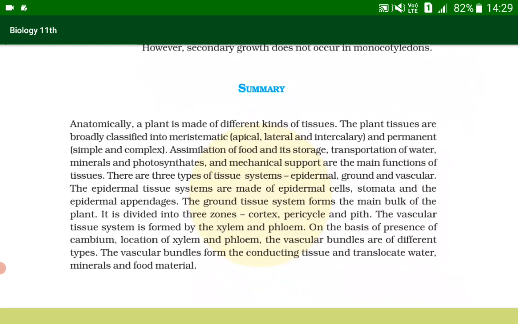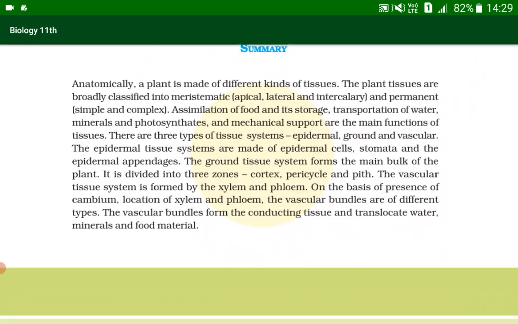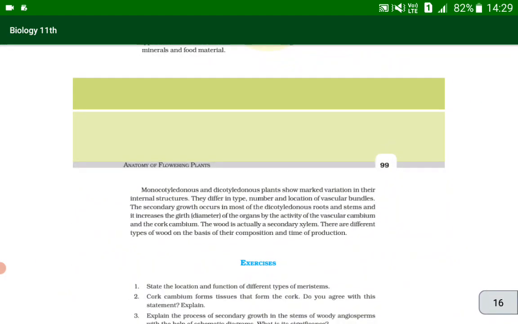The epidermal tissue system is made up of epidermal cells, stomata and the epidermal appendages. The ground tissue system forms the main bulk of the plant. It is divided into three zones: cortex, pericycle and pith. The vascular tissue system is formed by the xylem and the phloem. On the basis of the presence of cambium and the location of the xylem and the phloem, the vascular bundles are of different types. The vascular bundles form the conducting tissue and translocate water, minerals and food material.